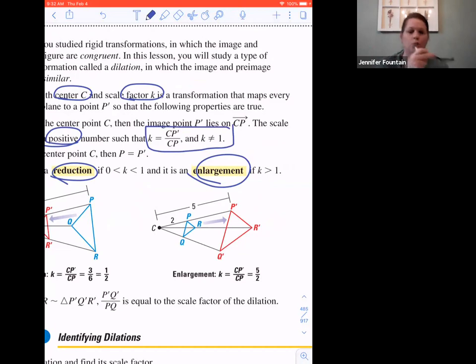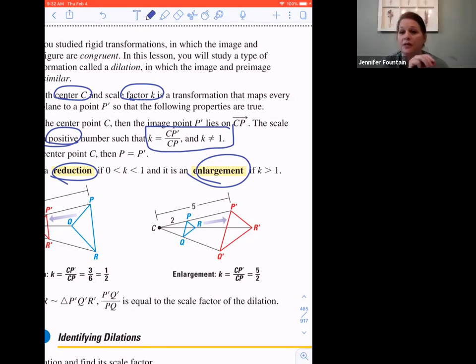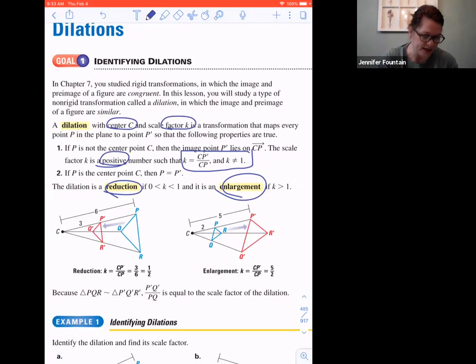What does it mean that K does not equal 1? What would CP prime and CP have to be for K to equal 1? The same length, yeah. Like if I had 5/5, that reduces to 1. So that tells me that CP prime and CP are not going to be the same lengths because K cannot equal 1. If I've got the same lengths, I know that something's wrong there. So that was number 1: K equals CP prime over CP and K does not equal 1.